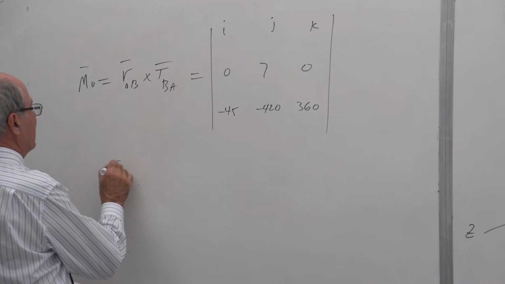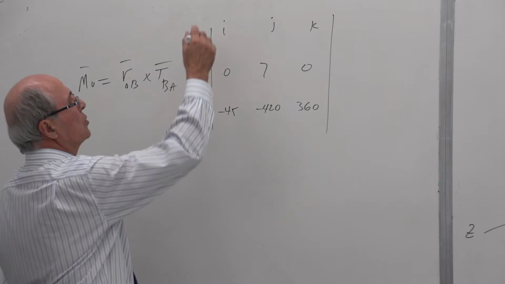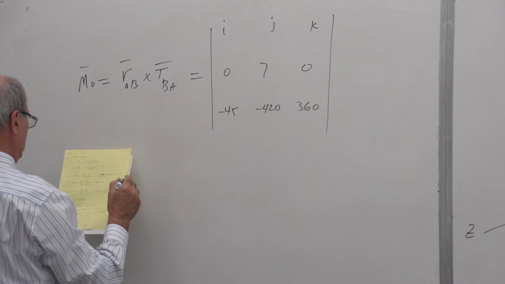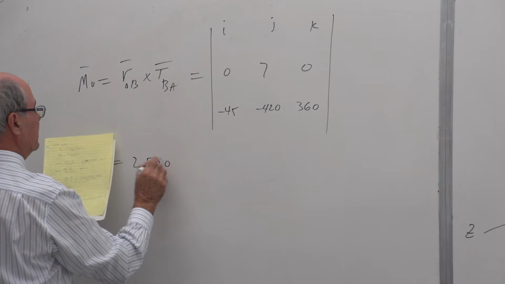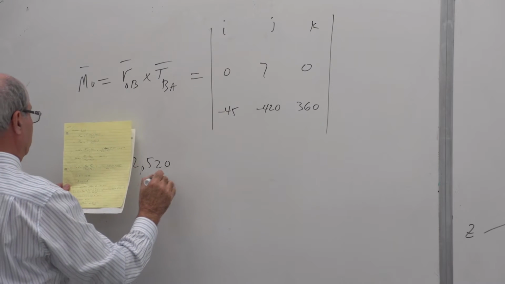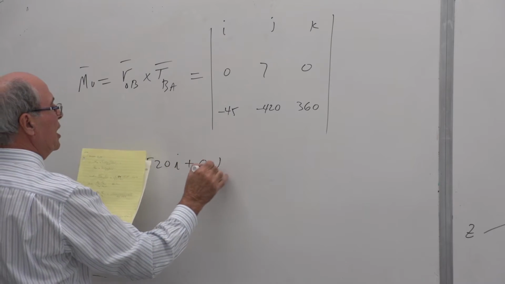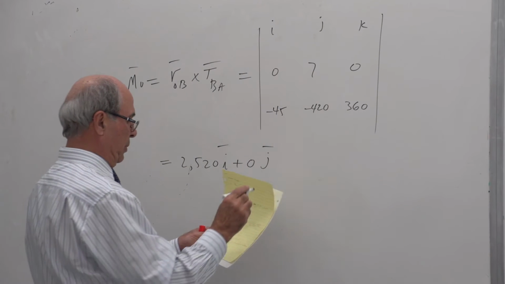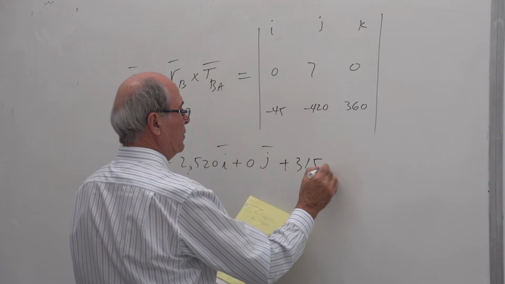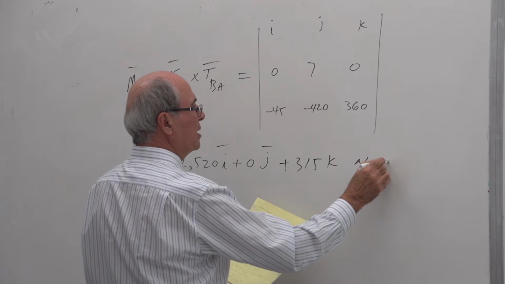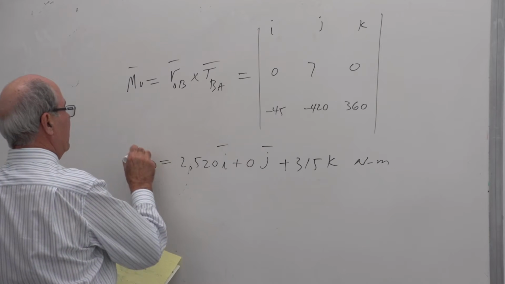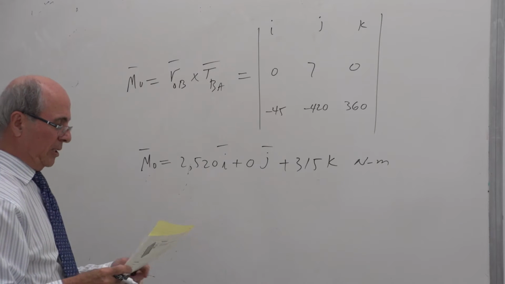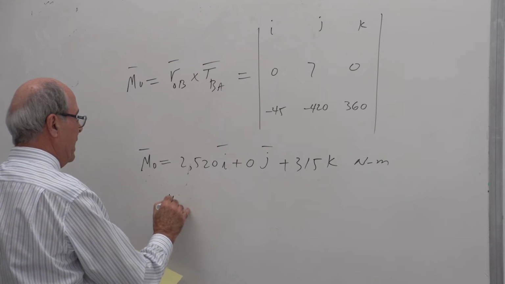And then we can expand that. Since I did it last time, I don't have to do it again. So you go i minus j plus k, and the end result ends up equal to 2,520 i. Again, 0 j, because neither of them has any moment about j. And plus 315 k Newton meter. This is M_O as a vector. Again, it has only two components. The Y component is 0. And then you calculate the magnitude of M_O.